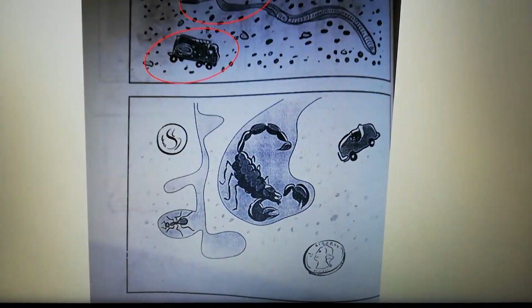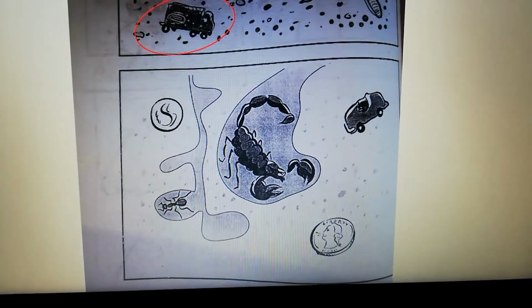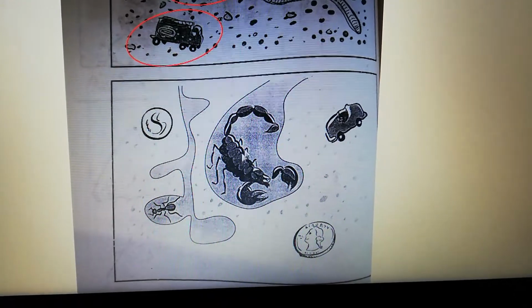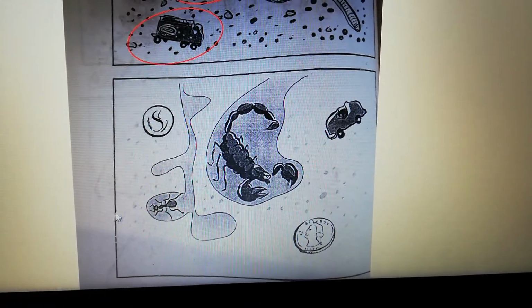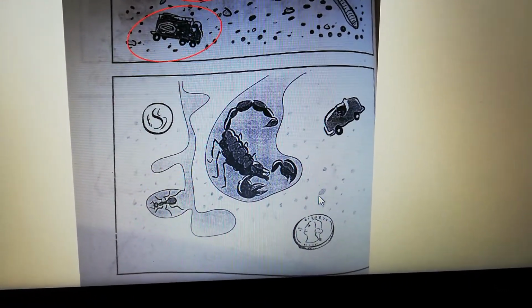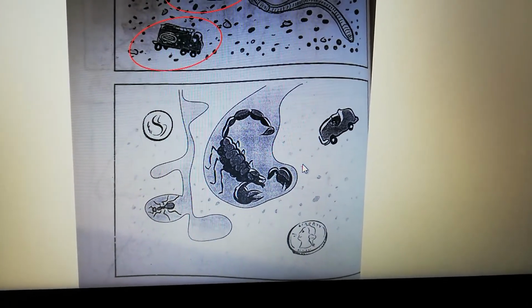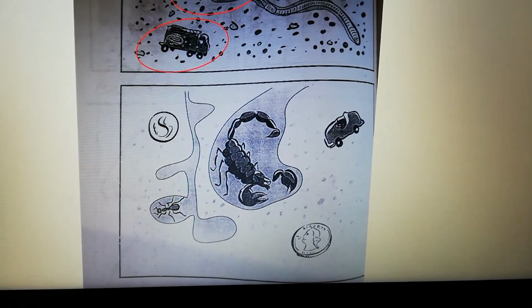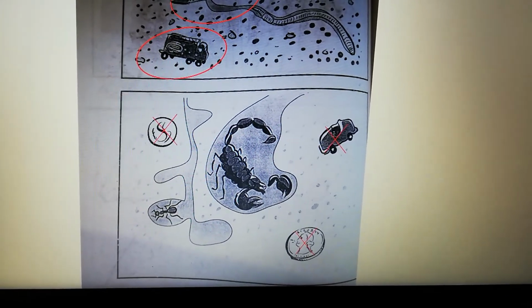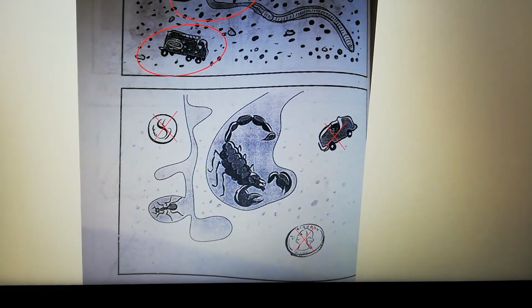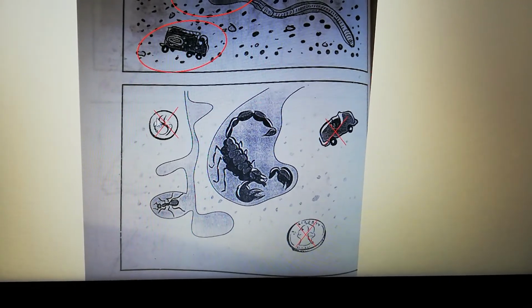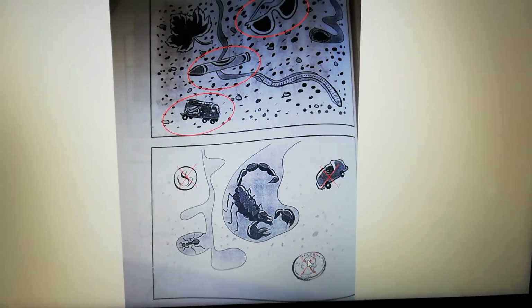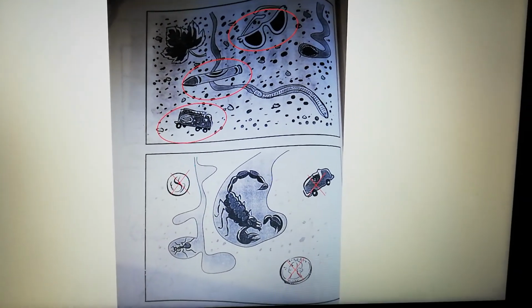In the second picture here, this is the soil of a desert. In the desert we find the scorpion, we find ant, and some rocks. So they are asking you to put X on the things that do not belong to the desert soil. So the things that do not belong to the desert soil are the ball, the car, and the coin. So these are the things that we have to learn for this week.